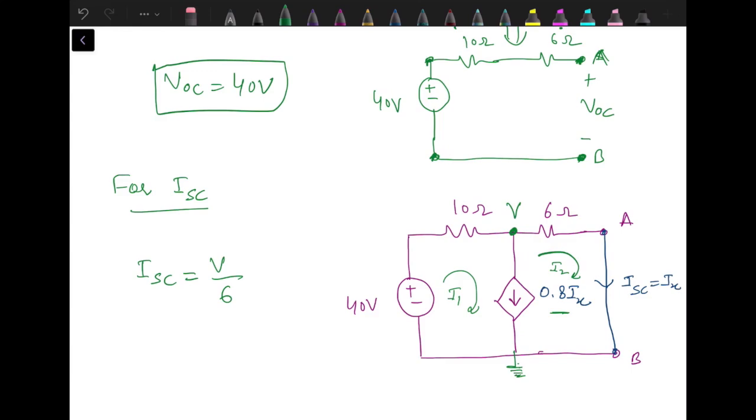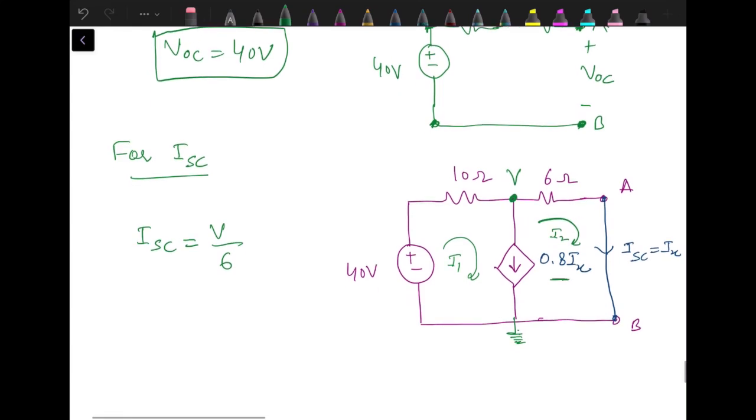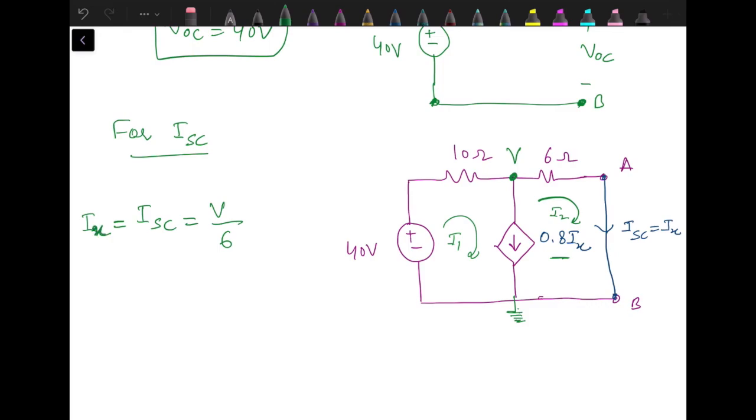V minus 0 by 6 is the current, which is the same as IX. So I need to write just one equation for this node, and the second equation is the equation of the controlling quantity in terms of node voltage that I had already written, that IX, or short circuit current, is equal to V by 6. Now when we apply KCL at this node, the current through this 10 ohm resistance is V minus 40 by 10. Current in this branch is 0.8 IX. Current in this branch is V by 6, and this should be equal to 0.